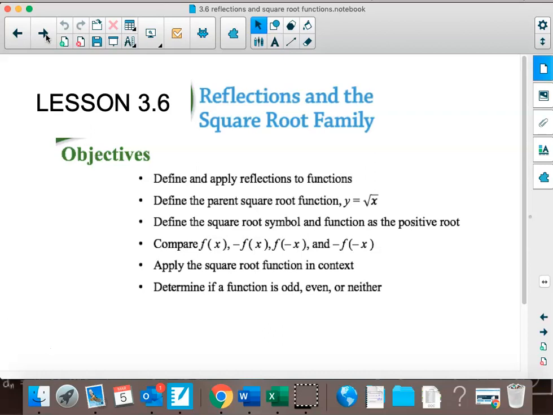All right, so section 3.6, reflections and the square root family of functions. I don't remember what kind of functions we learned about yesterday. Quadratic. What's that? I didn't hear what you said. Oh, they're easy? Oh, I'm glad you think so. Okay. I'm hoping you think square roots are easy too.